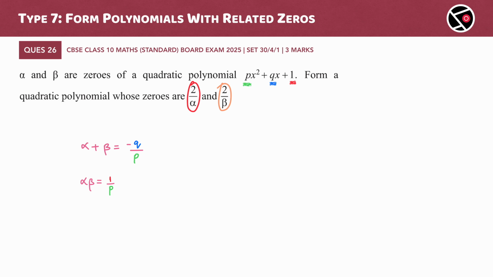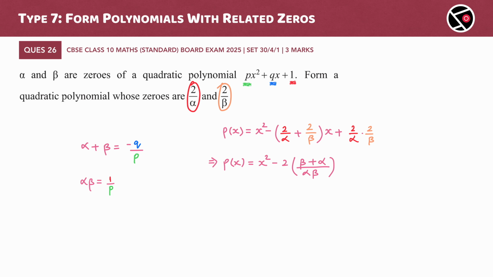One such polynomial can be written as p of x equals x square minus sum of zeros, that is 2 over alpha plus 2 over beta, x plus product of zeros, 2 over alpha times 2 over beta. We have p of x equals x square minus 2. LCM of alpha and beta is alpha beta. We have beta plus alpha in the numerator, x plus 4 over alpha beta.